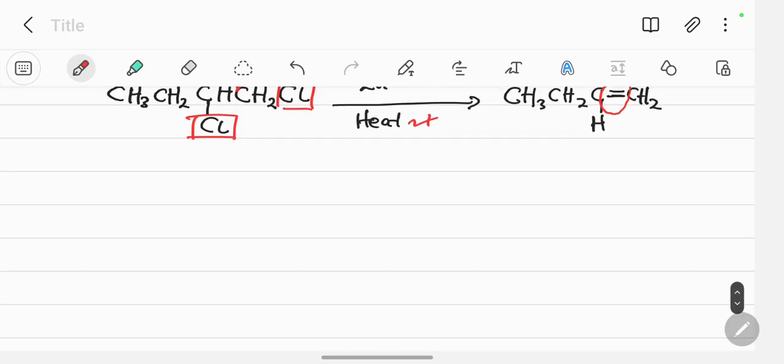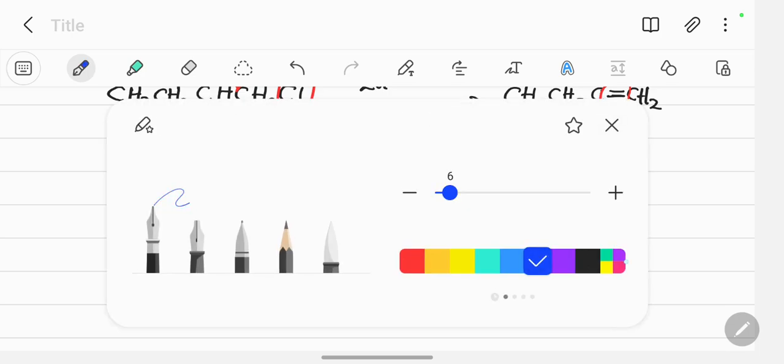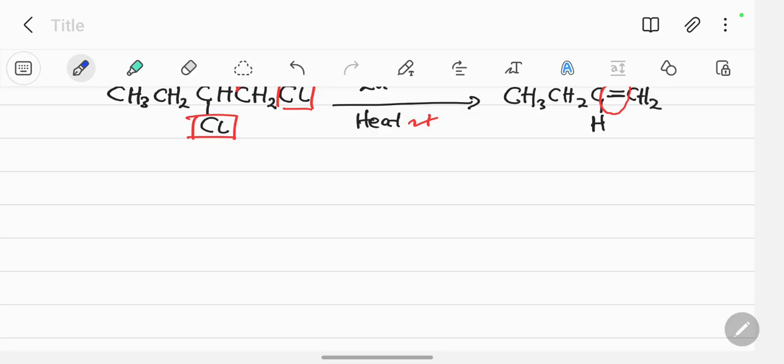So that is for the preparations. We move on to the chemical properties of alkenes, our reactions.